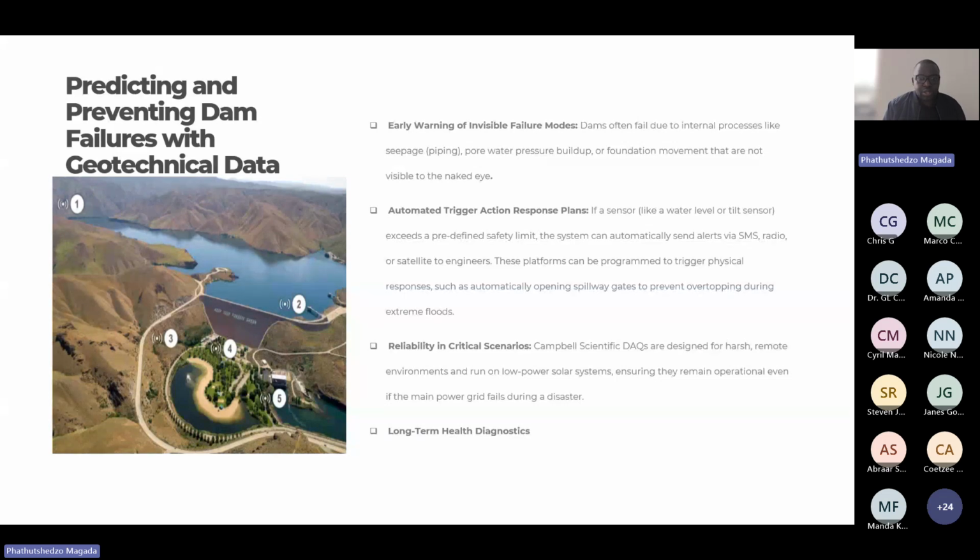So also long-term health diagnostic is very important to compare historic data with the current data and be able to determine the trend in the structural stability of our dam.